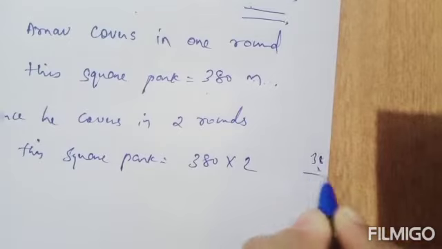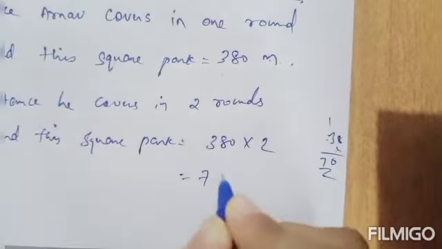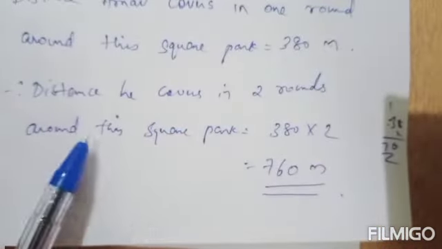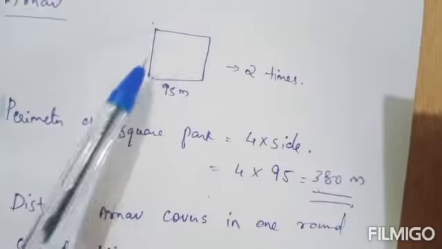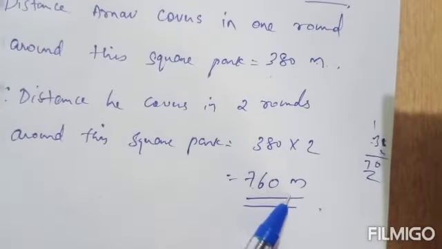Okay, now 38 into 2 you will get 76. So 760 meter he will cover in 2 rounds. Okay, if he jogs around the square field twice, he will cover a distance equal to 760 meter.